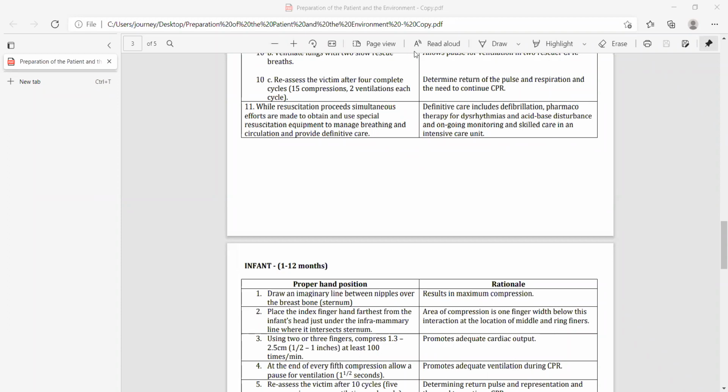Next, for infant, this infant and all these things we will discuss in the next class.